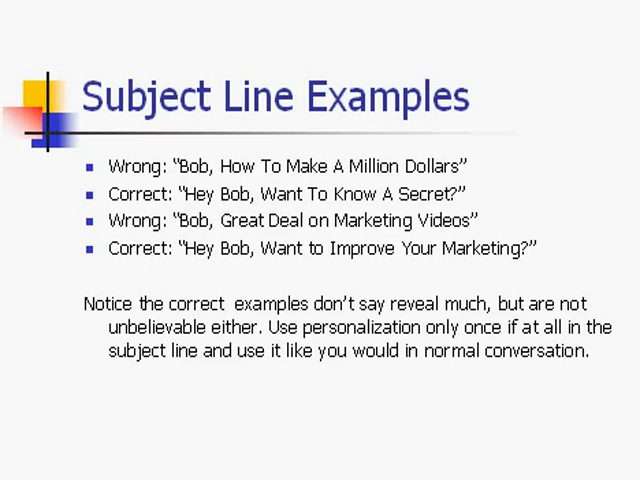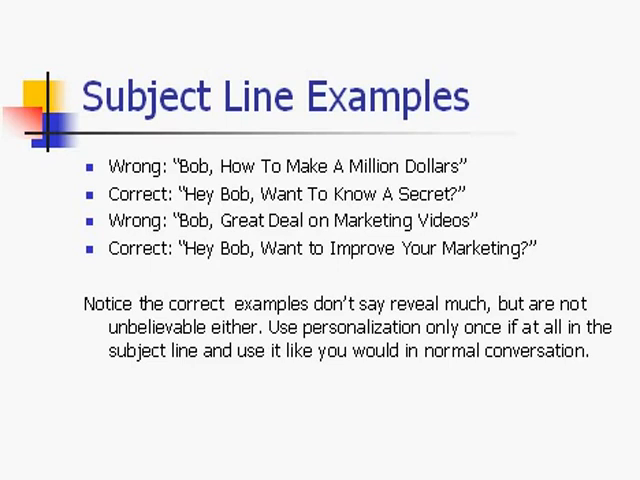The next one, Bob, great deal on marketing videos. There's two things wrong with that. The first is that using the name is not conversational. And the second is that it's too specific, as in marketing videos. So a better way of saying that would be, hey Bob, want to improve your marketing. Now it's still specific to marketing, but it's not down to specific, to videos. So that'd be a better example.